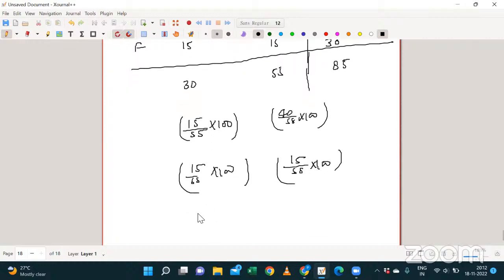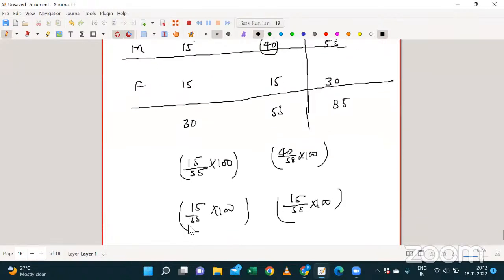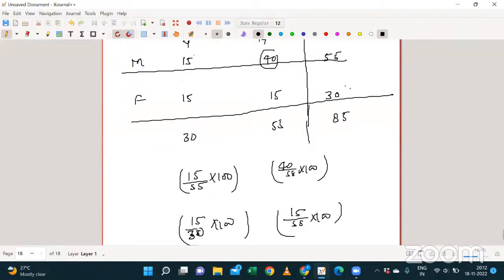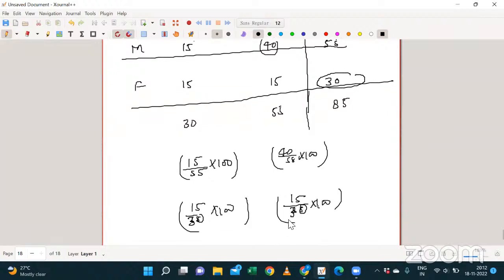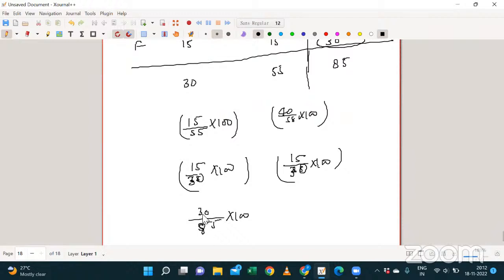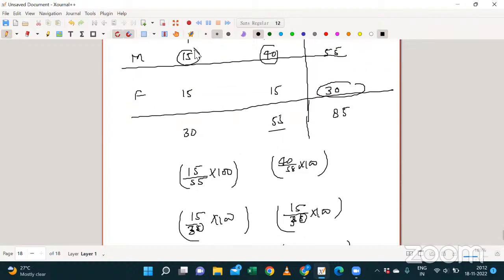And for the last row, it's 15 by 30, because we have to consider this row total. That is 50%, and this is 50%. The total row will be 30 divided by 85 into 100, and 55 divided by 85 into 100. See, frequency divided by this row total, frequency divided by this row total, frequency divided by this row total. Similarly for these observations. So far it is clear.